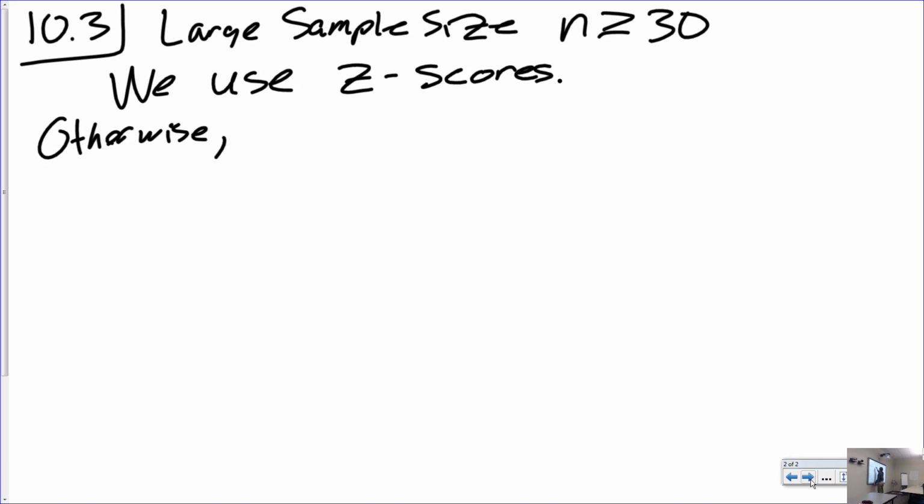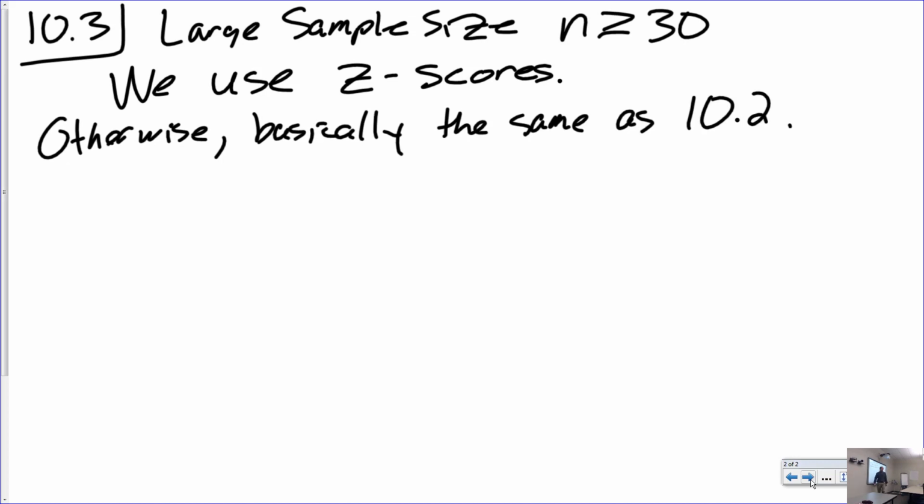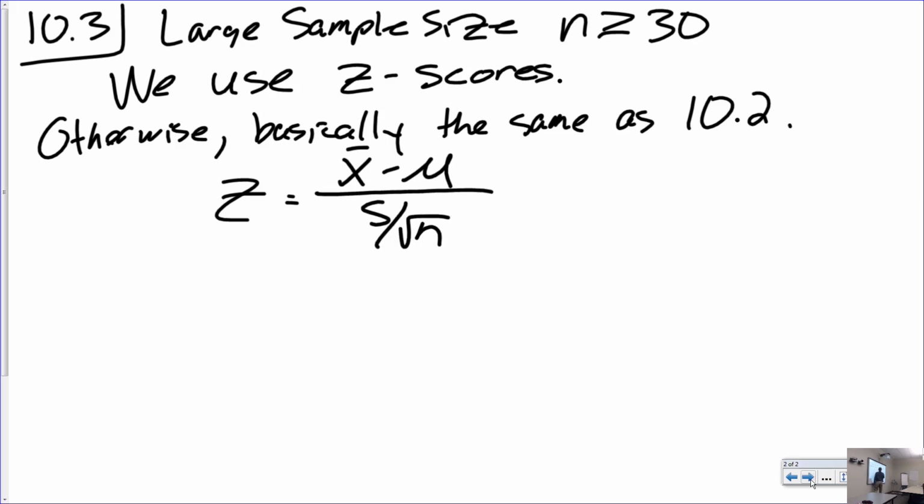The cool thing is that otherwise, it's basically the same as 10.2, okay? So the same concept: if you're doing more than, you're going to have a one-tailed test on the right. If you're doing less than, you're going to have a one-tailed test on the left. If you have a not equals to, then it's a two-tailed test. And the cool thing is that z is going to be calculated exactly the same way that t is: X bar minus mu all over s over the square root of n. It's almost a carbon copy, okay? Which is relatively nice.